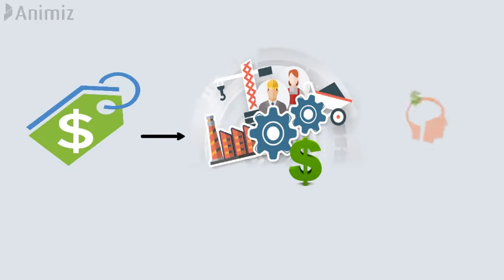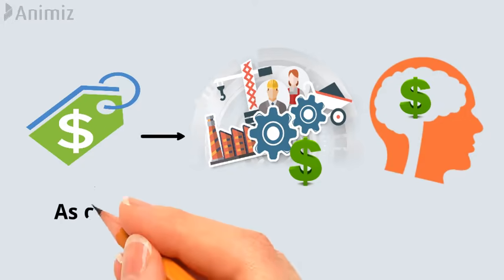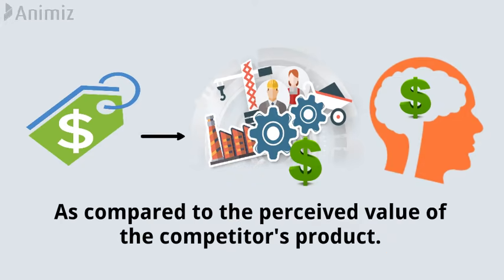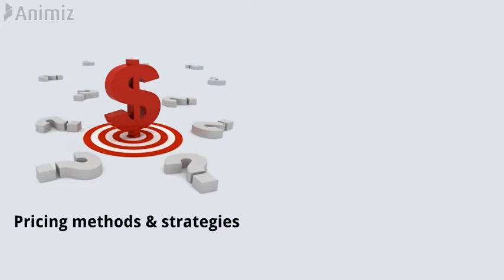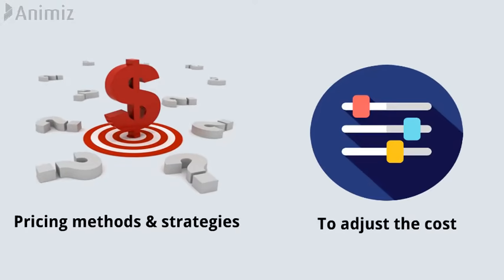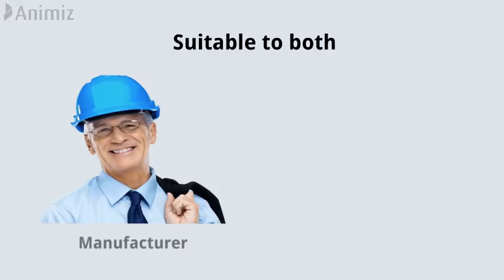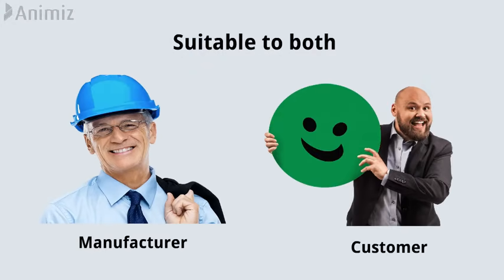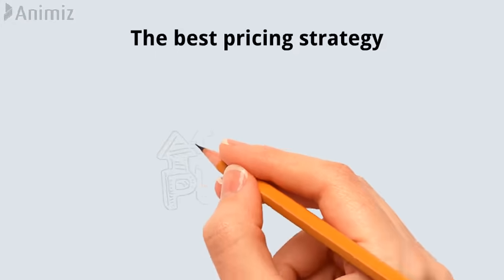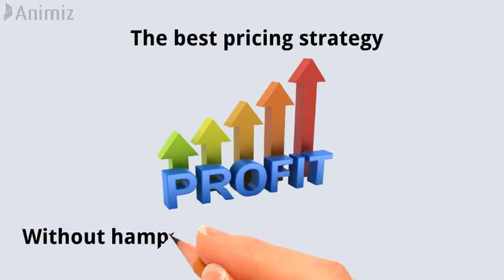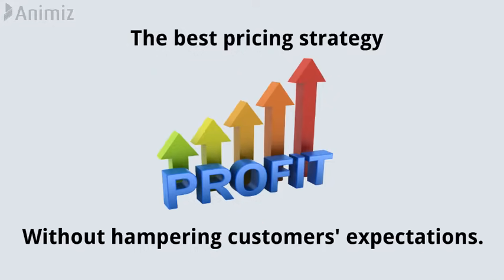The pricing depends on the company's production cost and the buyer's perceived value of an item, as compared to the perceived value of the competitor's product. So different pricing methods and strategies are exercised to adjust the cost of the producer's offerings suitable to both the manufacturer and the customer. The best pricing strategy maximizes profit and revenue without hampering customers' expectations.